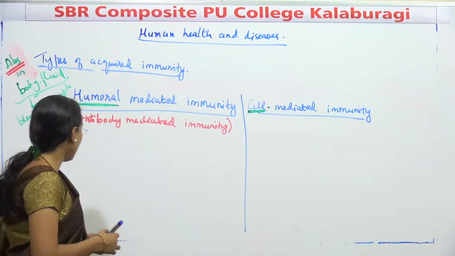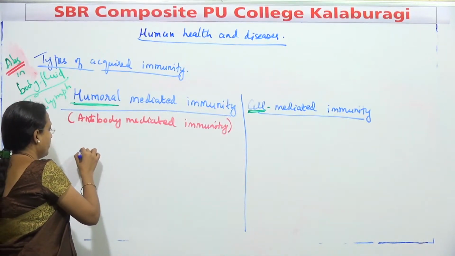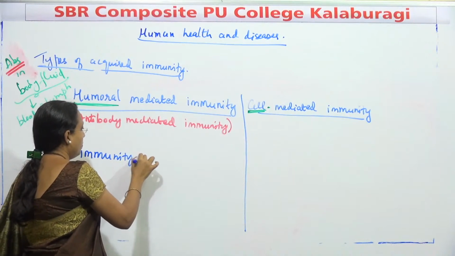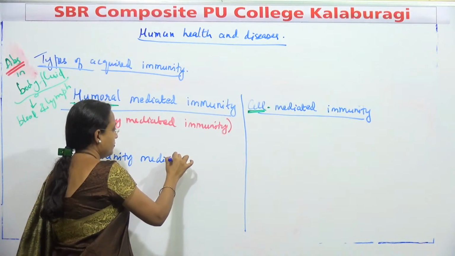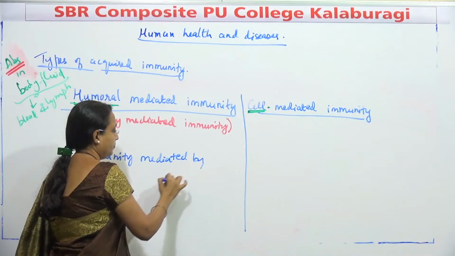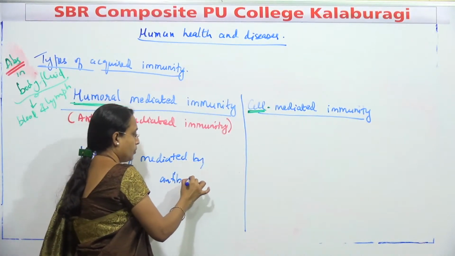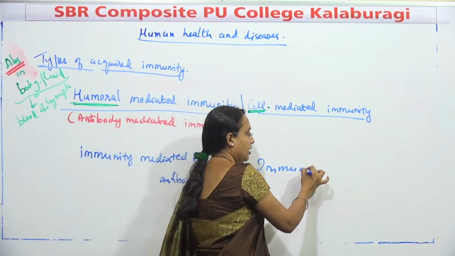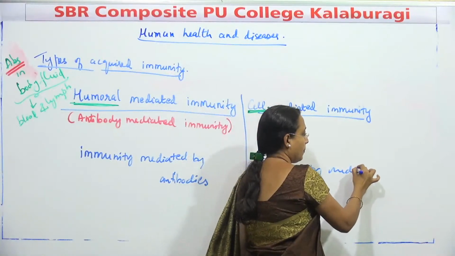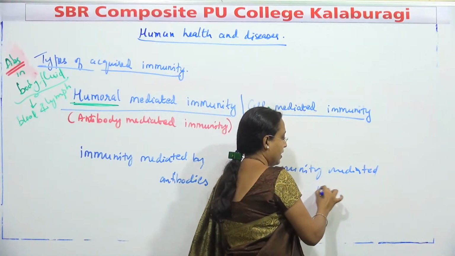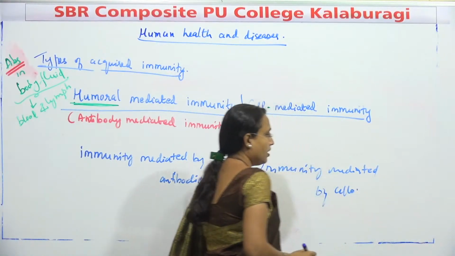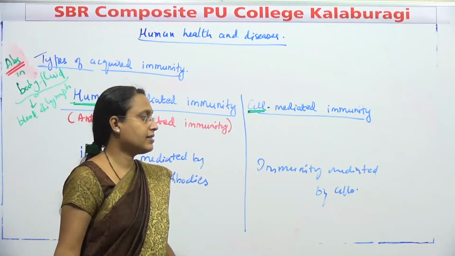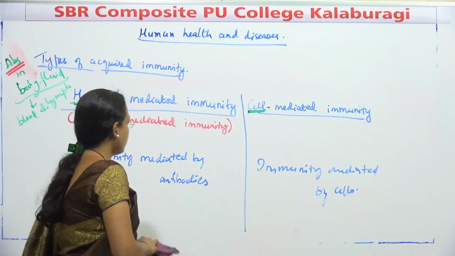Immunity is mediated by antibodies here, and here, immunity is mediated by cells. So this is the difference between humoral mediated immunity and cell mediated immunity.